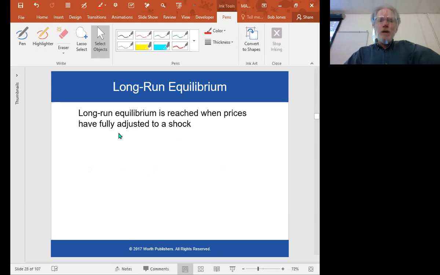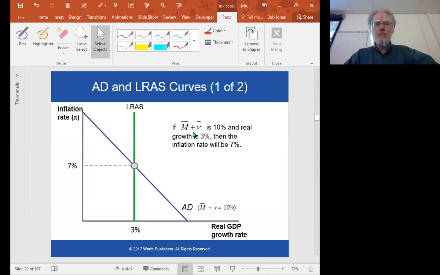All right, long-run equilibrium is reached when prices have fully adjusted to a shock. At any time there's a shock, a change that occurs, prices have to adjust. The question is, how long does it take for that adjustment to occur? All we're going to say is that when we talk about long-run equilibrium, we mean a period long enough for that full adjustment to occur.